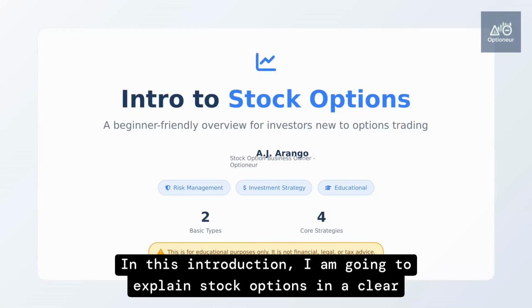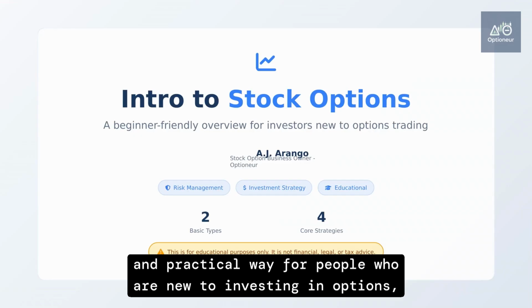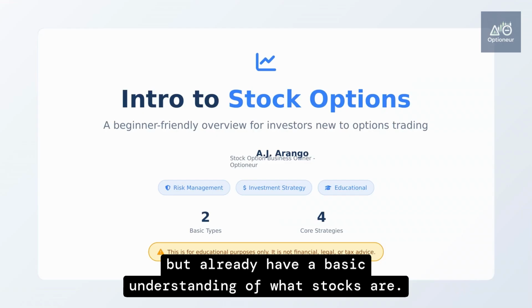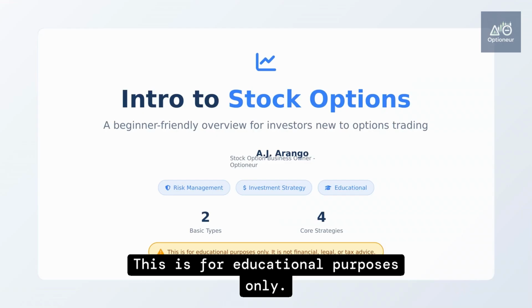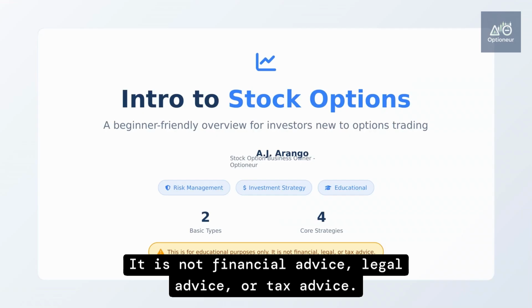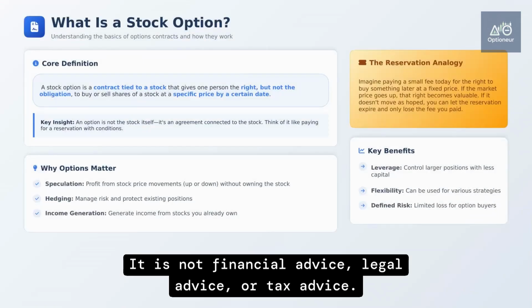In this introduction, I am going to explain stock options in a clear and practical way for people who are new to investing in options, but already have a basic understanding of what stocks are. This is for educational purposes only. It is not financial advice, legal advice, or tax advice.